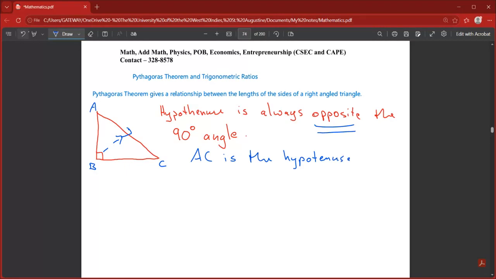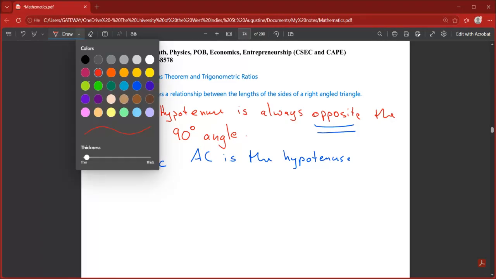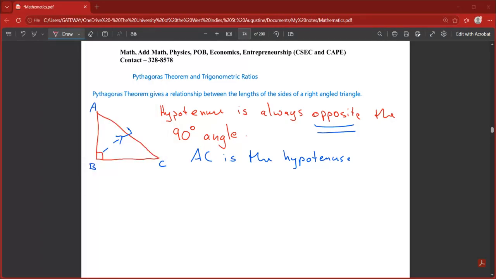I actually spelled hypotenuse wrong. That looks wrong as well. Anyway, AC is the hypotenuse. That is what you need to know for now.